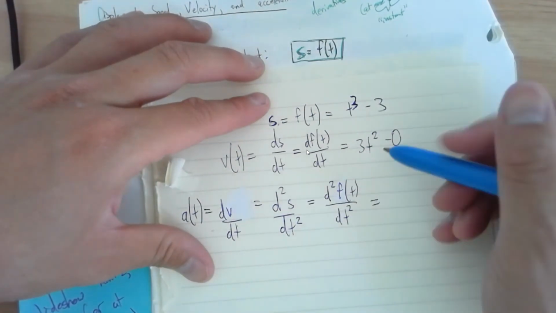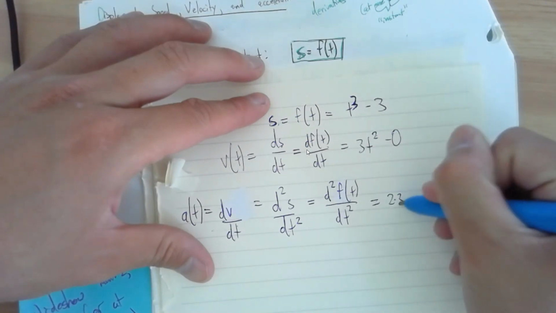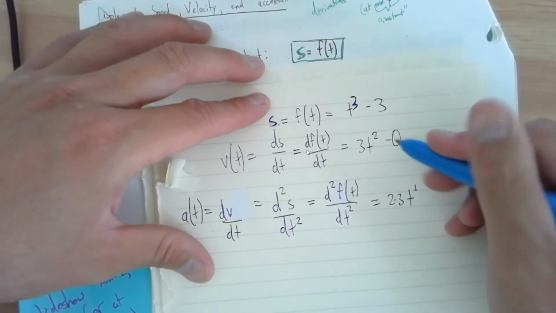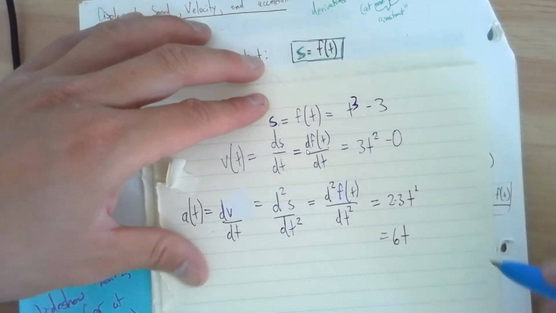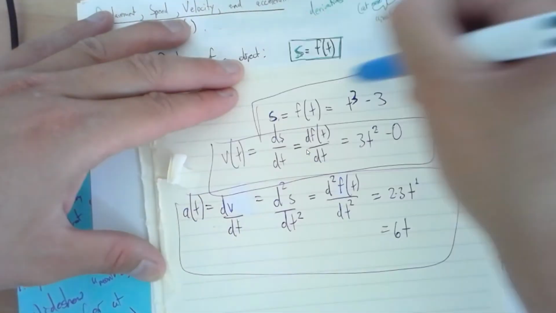You take the derivative of this. The 2 goes on the front, so it's 2 times 3 times t. You take 1 away from 2, and that's just 1, and then the derivative of the constant would just be not there. So it'd be 6t. So you just solve for this, okay?